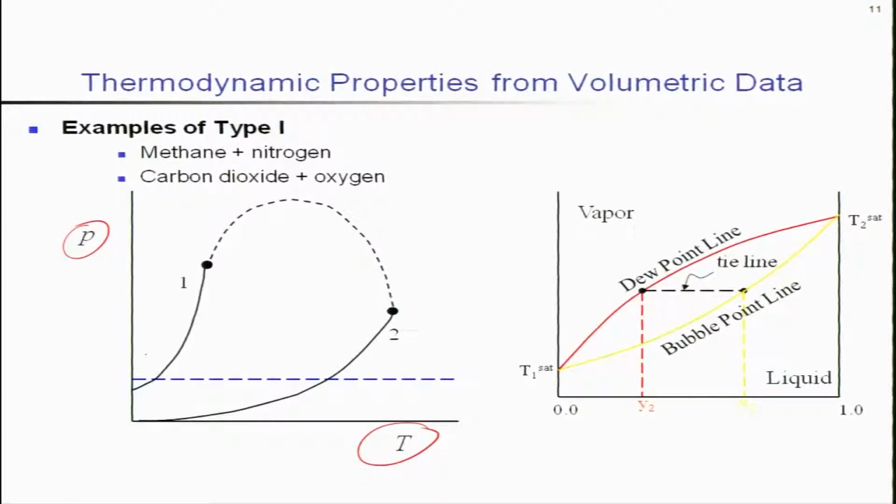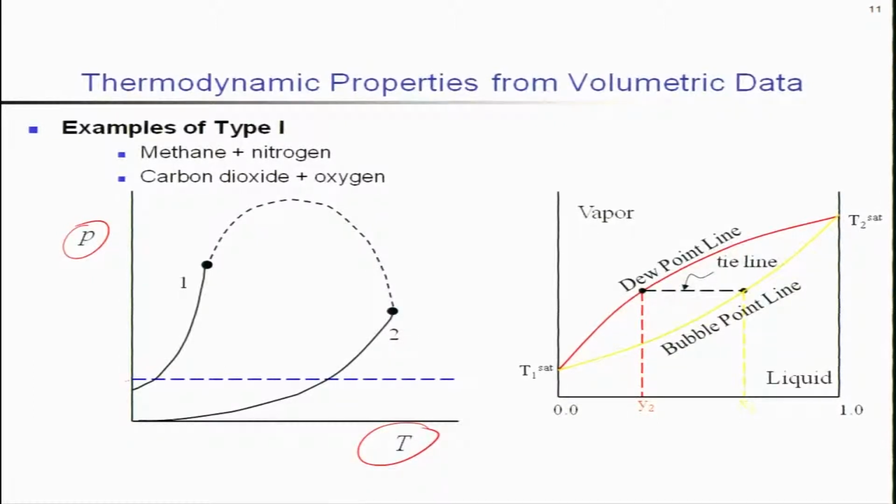So, here the vapor pressure curves of component 1 and 2 end in a gas-liquid critical point, with a continuous gas-liquid critical line connecting the critical points of the two pure components. This type of phase diagram you must have seen in some earlier thermodynamics courses, okay.